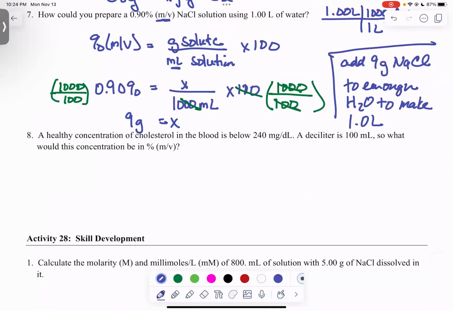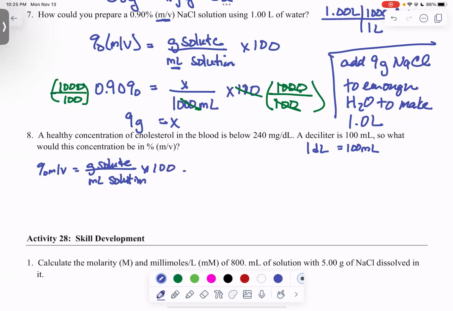Okay, a healthy concentration of cholesterol in the body is below 240 milligrams per deciliter. A deciliter is 100 milliliters. So what we say is 1 deciliter is equal to 100 milliliters. So what would this concentration be in percent mass by volume? Well, jot down your formula. Percent mass by volume, grams of solute over milliliter solution times 100, and that will give you what you're looking for.